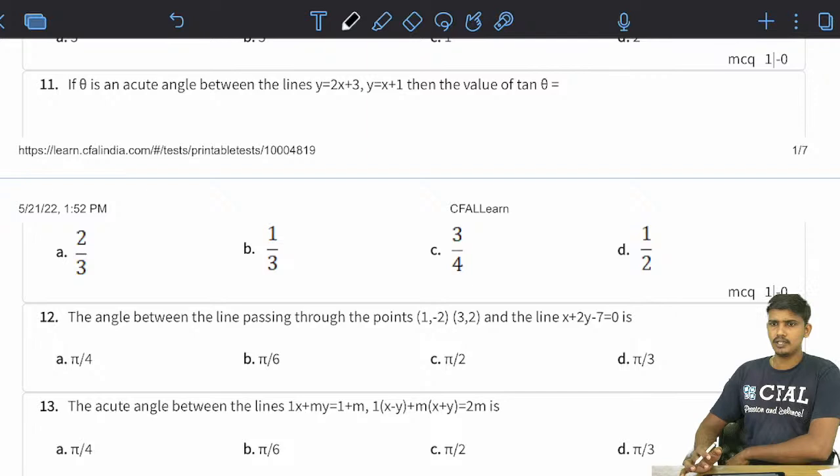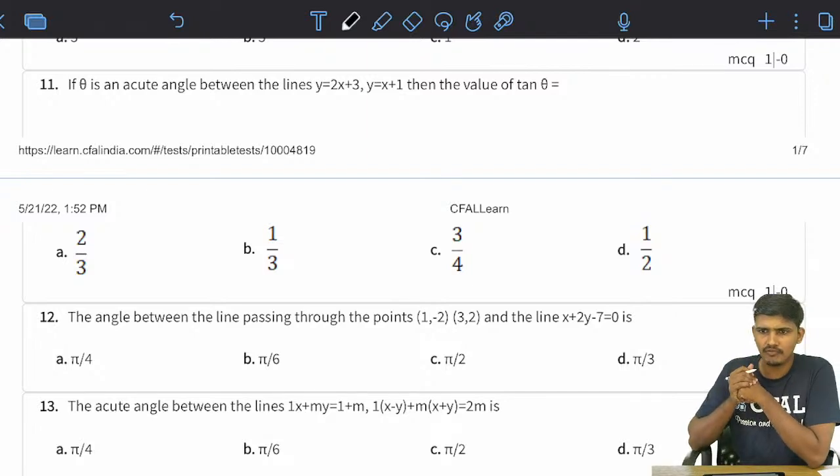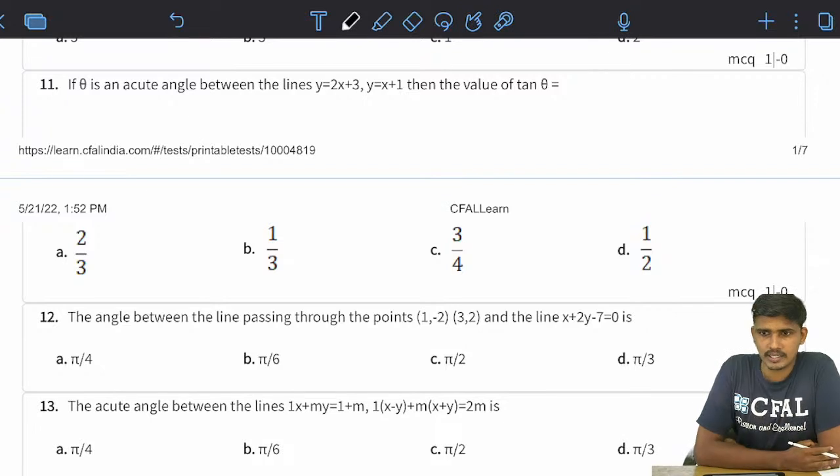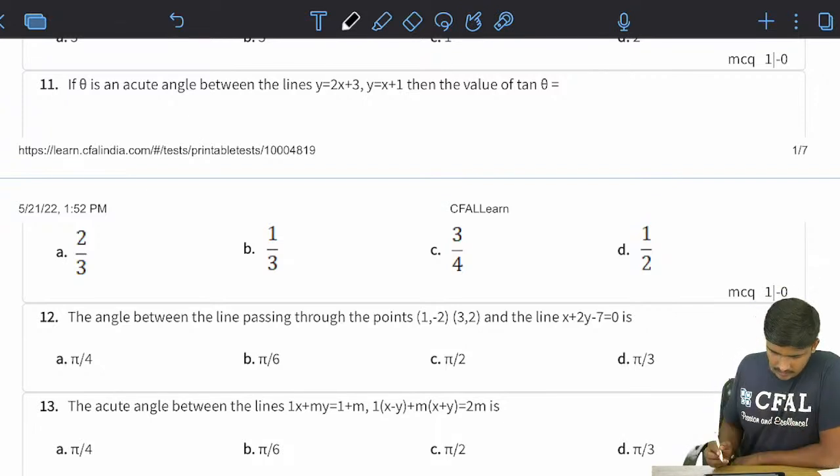I hope this is clear, right? Any doubts you have, please feel free to ask me. Straight line problems are very simple compared to our trigonometric problems. Especially CET level problems, it is very simple. Okay, yes. So let me solve the 13th problem now.